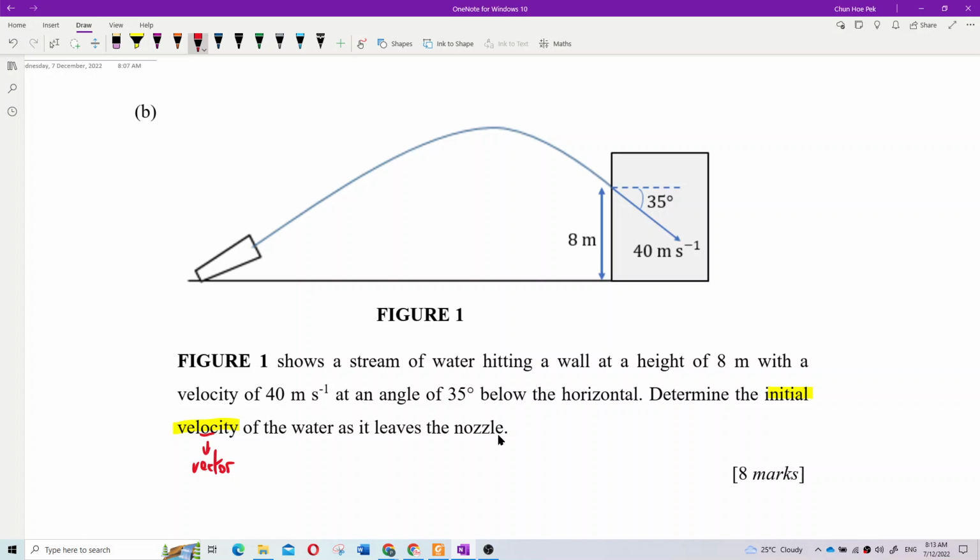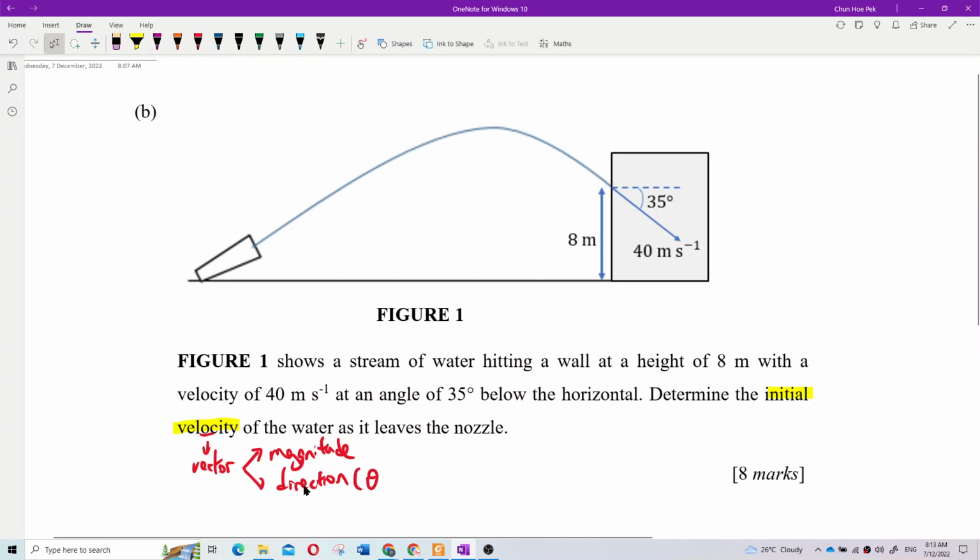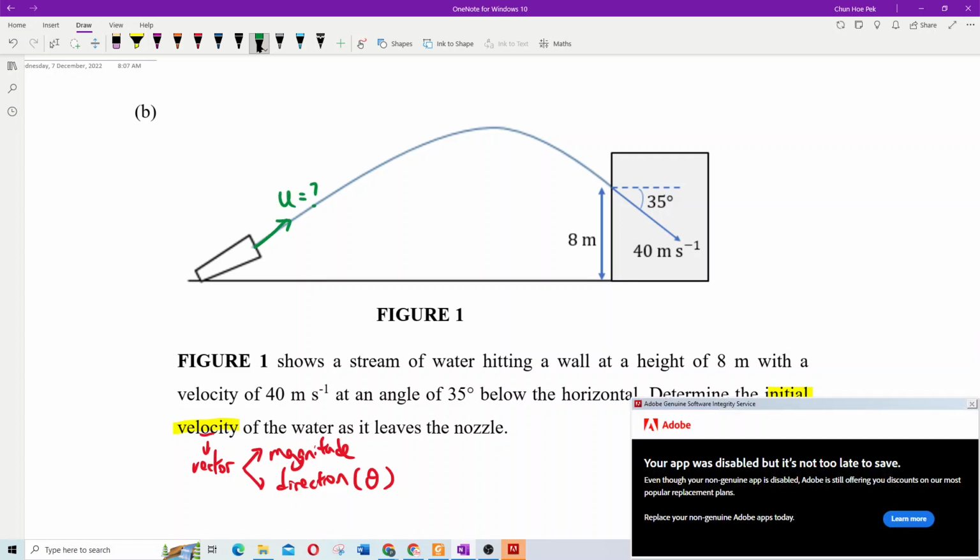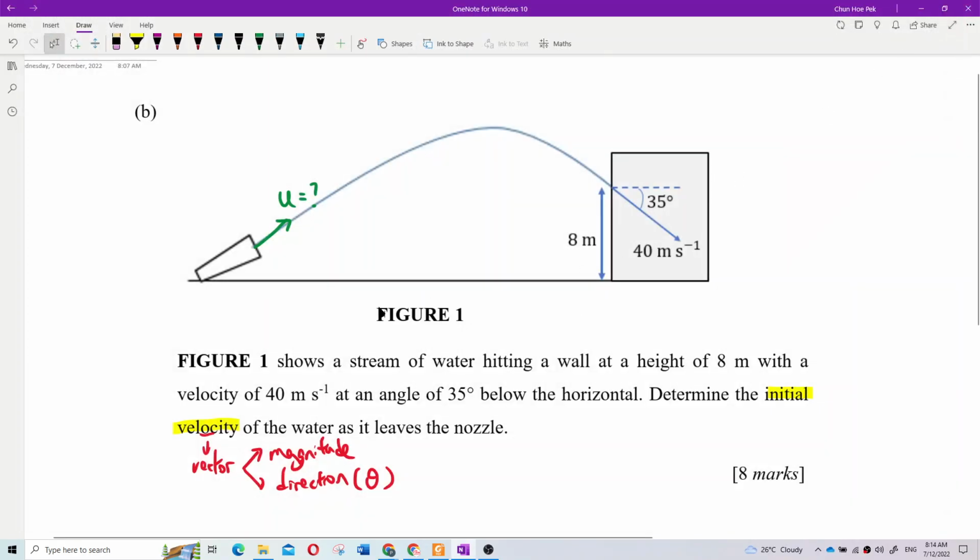Velocity is a vector, so you need to give two things. You need to give magnitude and also direction. That means you should not just give the value, you should also give the angle, the angle theta, the direction. So initial velocity means he wants this initial velocity, and the direction. So he wants the angle theta.